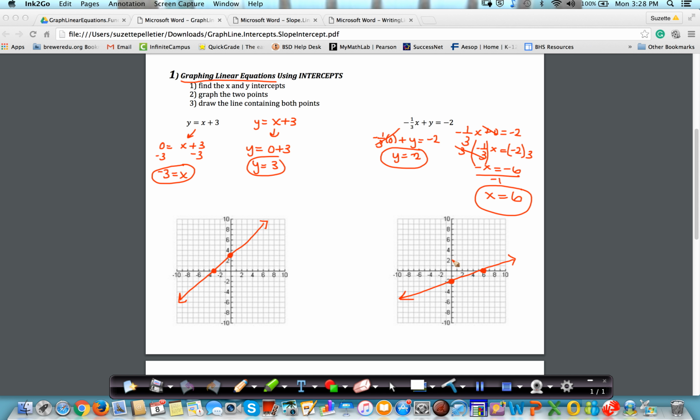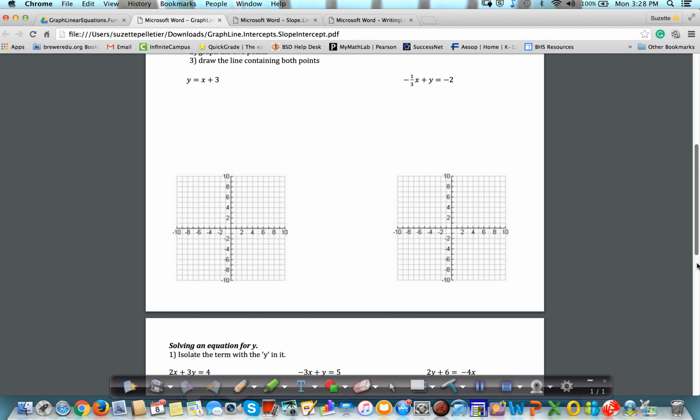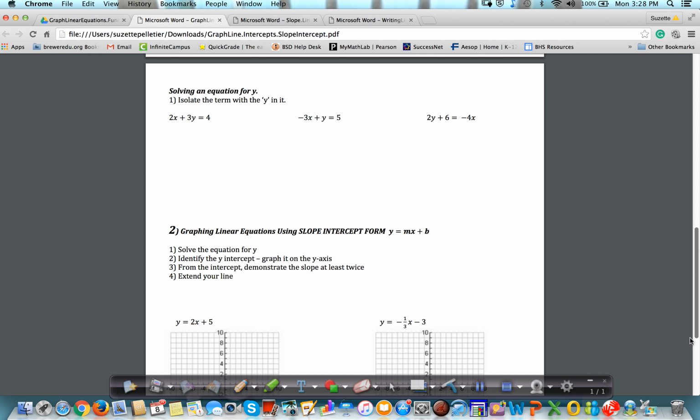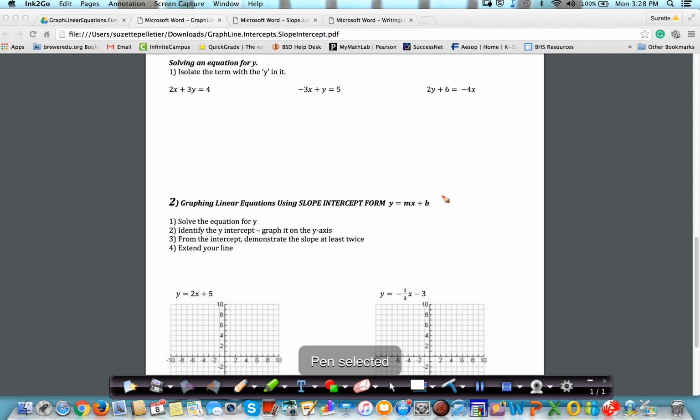So let's talk about a different strategy for when the intercepts tend to be messy. And that is to solve an equation for y. So we're just going to put it in slope-intercept form, right? That's really what we're doing. If you're solving for y, you're getting it in mx plus b form because we get a lot of information about it that way. First, let's just practice solving an equation for y.